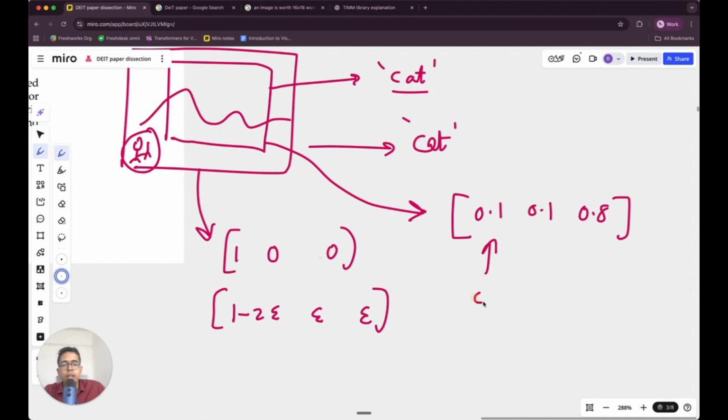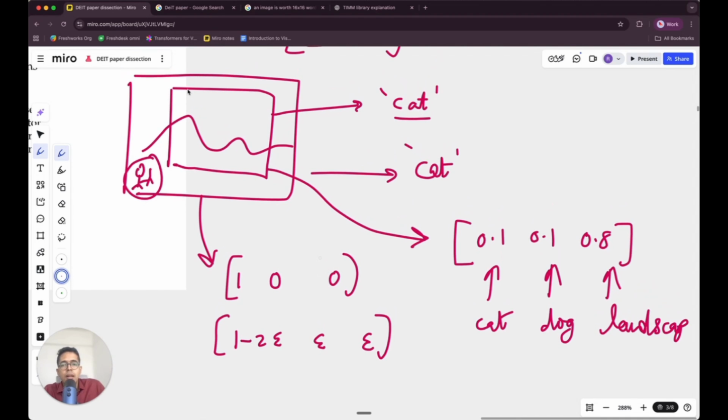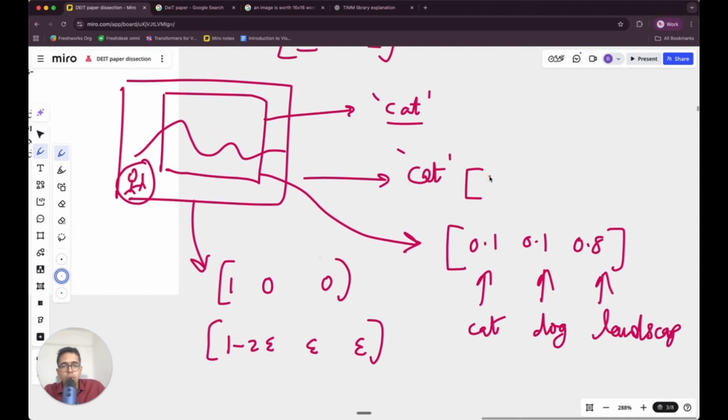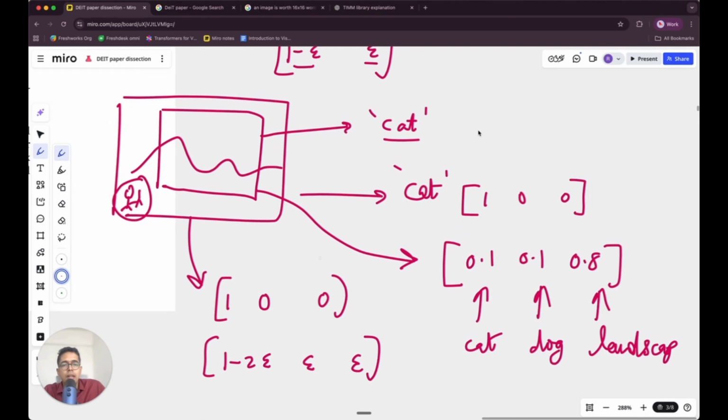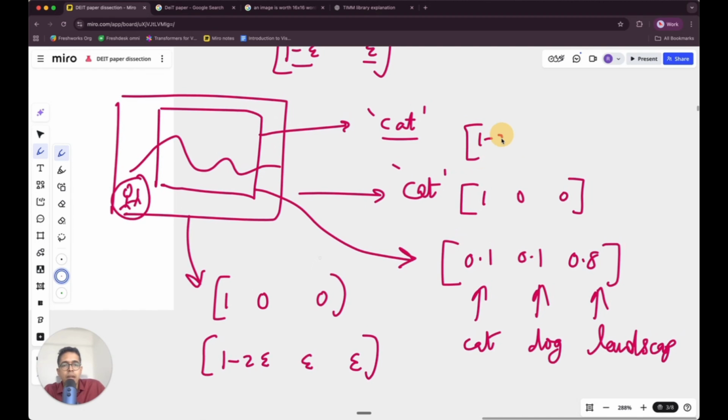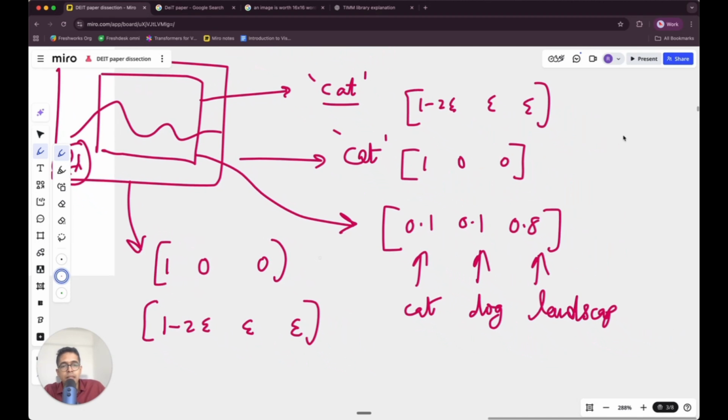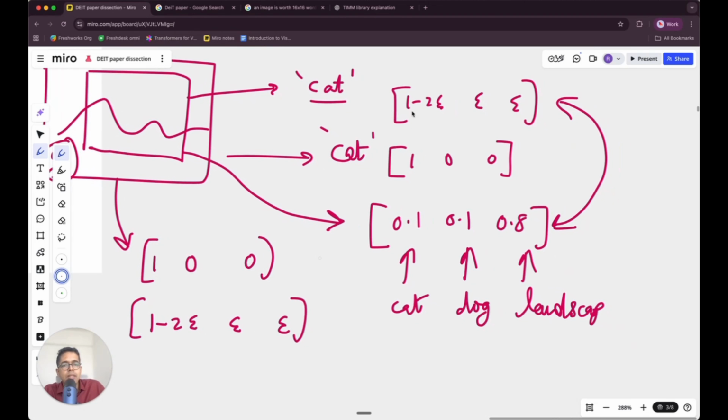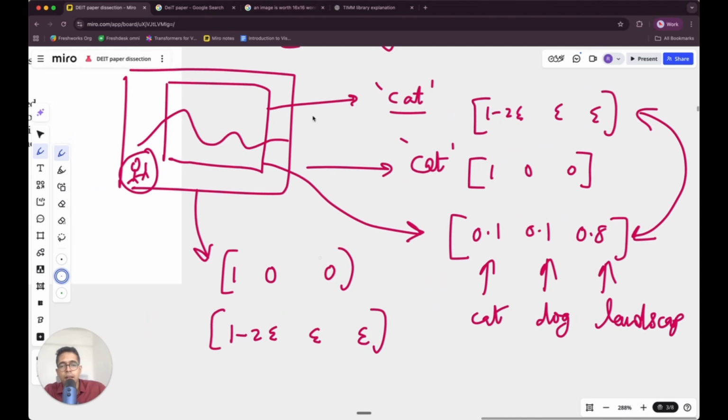So this is corresponding to cat. This is corresponding to dog. This is corresponding to some landscape. So after data augmentation, although the ground truth is this, and although the softened labels look like 1 minus 2 epsilon, epsilon, epsilon, the teacher may actually predict something like this. So now, in principle, the teacher's prediction and the smoothing are not exactly the same. And why are they not exactly the same? Because of this data augmentation. What is the augmentation that we are thinking about here? Cropping. So that is what they are saying here.